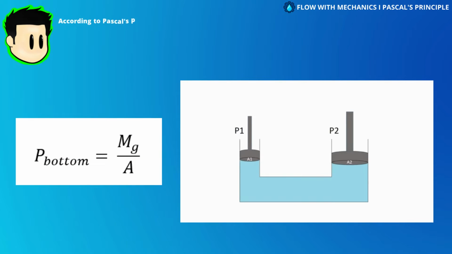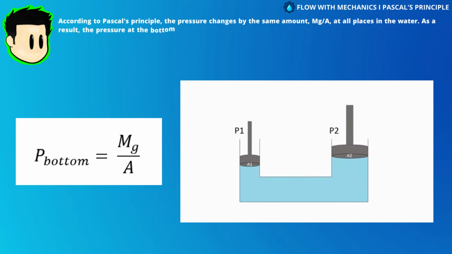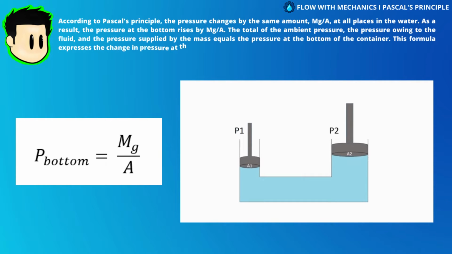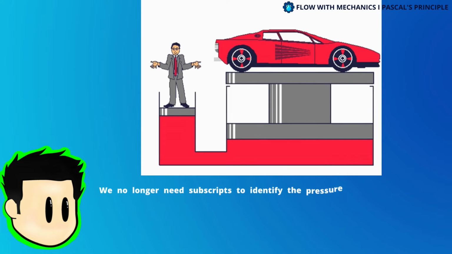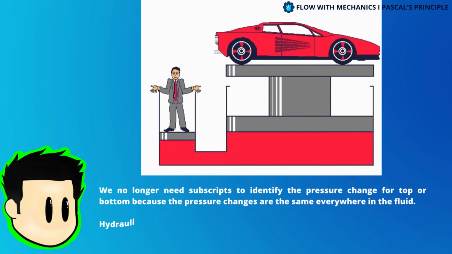According to Pascal's principle, the pressure changes by the same amount, mg/A, at all places in the water. As a result, the pressure at the bottom rises by mg/A. The total of the ambient pressure, the pressure owing to the fluid, and the pressure supplied by the mass equals the pressure at the bottom of the container. This formula expresses the change in pressure at the bottom of the container caused by the mass. We no longer need subscripts to identify the pressure change for top or bottom because the pressure changes are the same everywhere in the fluid.